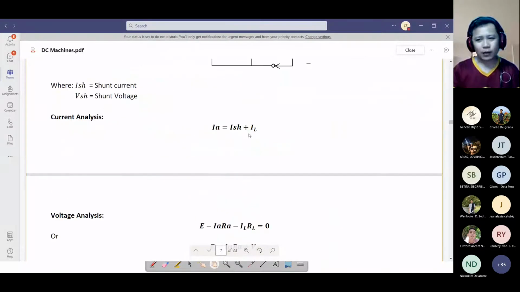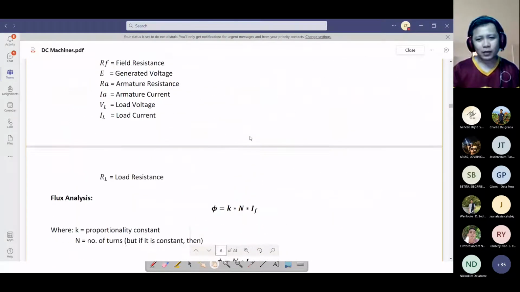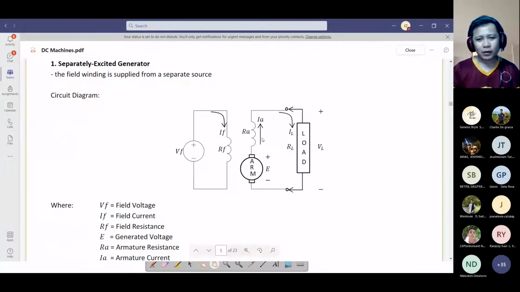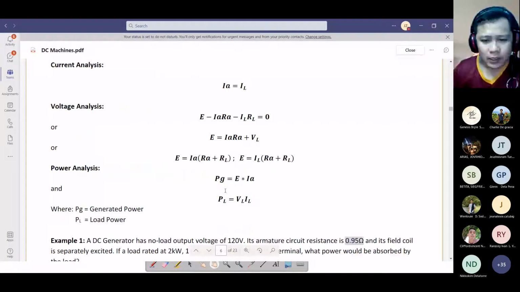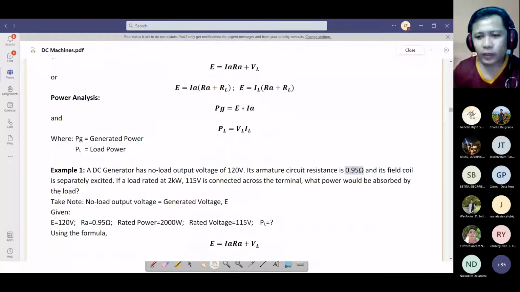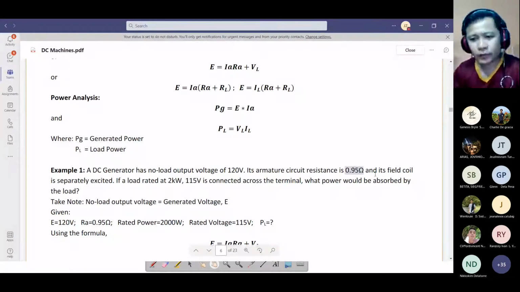Okay, so far I've already given the diagram. RA is given here as 0.95. And its field coil is separately excited.